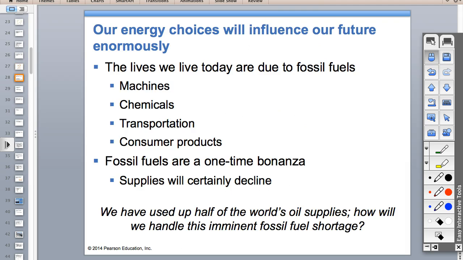Alright, so next. The lives we live today are due to fossil fuels. Fossil fuels make our machines. Most of our fertilizers, your perfume is made out of oil. Do you know that? Stop using perfume. It's taken petroleum and they rearrange the molecules a little bit so that your nose picks it up as a flower, but it's really just petroleum. So transportation, consumer products, plastic is made of oil. People don't know that, and I find that interesting.